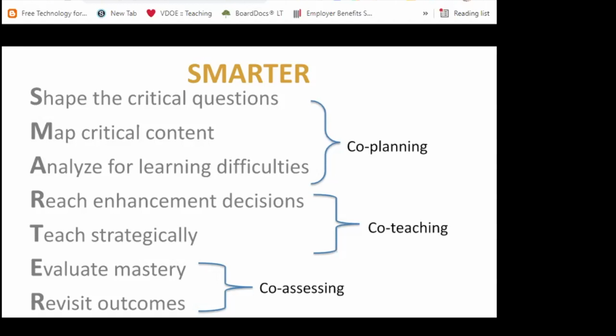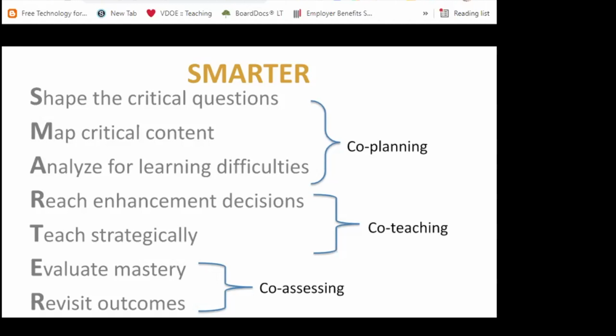And so after we've done that co-planning, then comes the teaching part, where we reach those decisions. How are we going to enhance this lesson? How are we going to make sure that we're providing some engagement or choice within the lesson? Then we do what we all do, which is we teach. And then we come back and we evaluate.